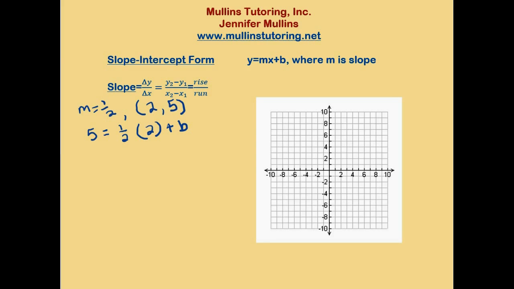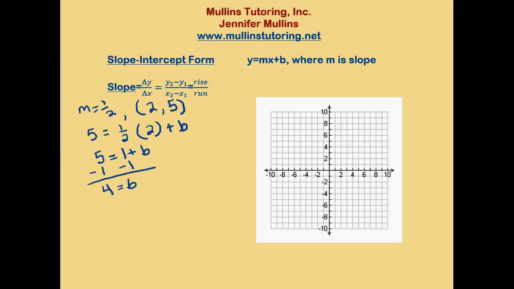Now we want to solve for b. The first thing I want to do is multiply 1/2 times 2, and 1/2 of 2 is 1, plus b. Whenever I have variables and numbers, I want to get my variables on one side and my numbers on the other. So I'm going to subtract 1, since it's being added on this side, and I'm always going to do the opposite sign. I'm going to subtract 1 from 5. So b is equal to 4.